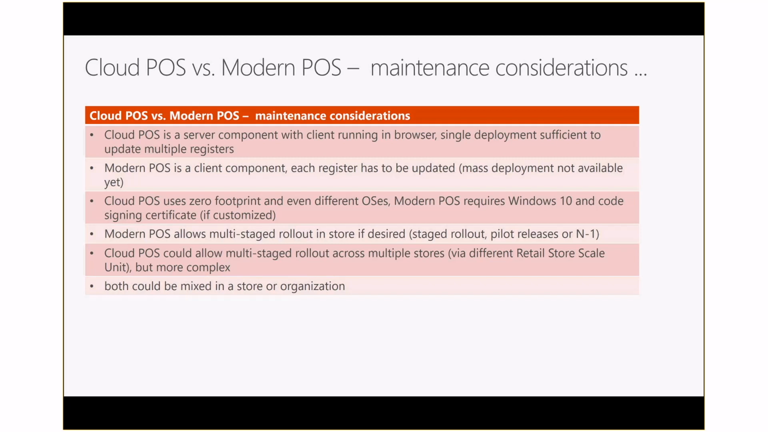I already mentioned the multi-staged rollout in the store, but not just for small pilot releases, but also for N-1. This might be an interesting scenario where we can have, of course, running different Modern POS instances at different versions. This is tougher to do for Cloud POS. I'm not saying it's impossible, but this is not supported right out of the box. Both, as mentioned before, both of these clients can be mixed in a store, across this store or across different stores in the organization.